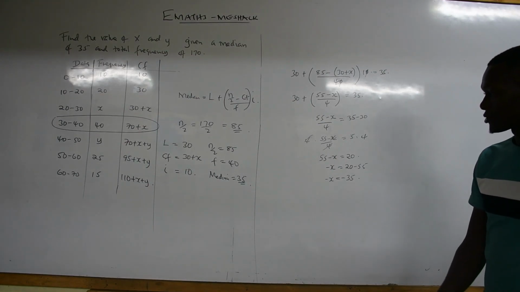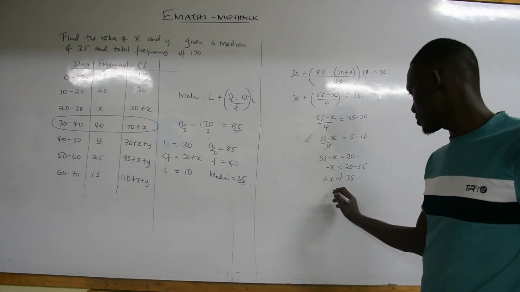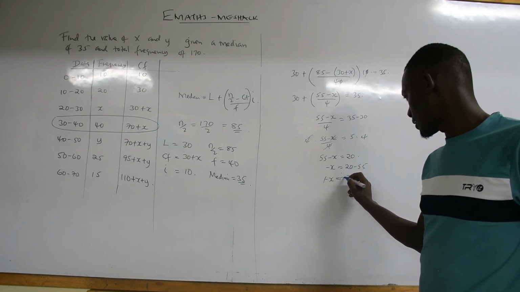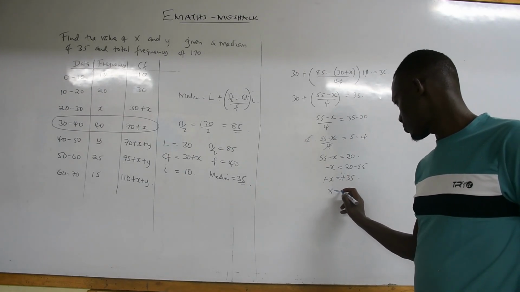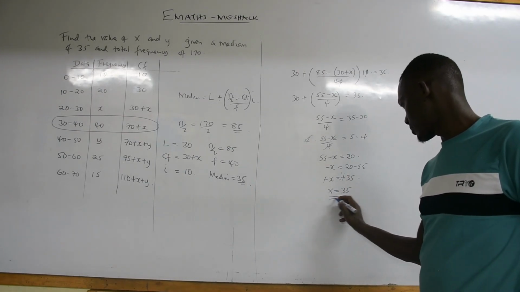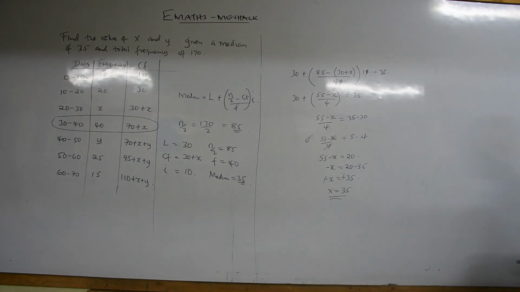Then the negative and the negative cancel, and that goes. So you get your value of x, which is 35. That is the value of x.